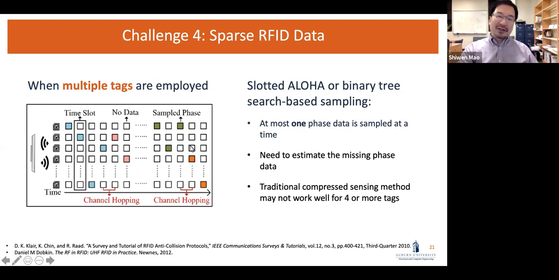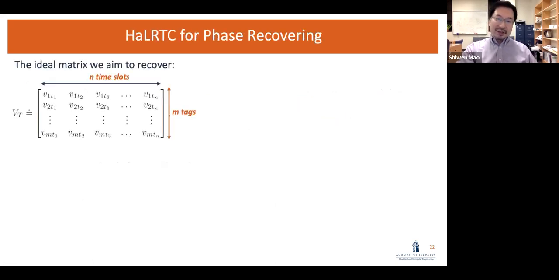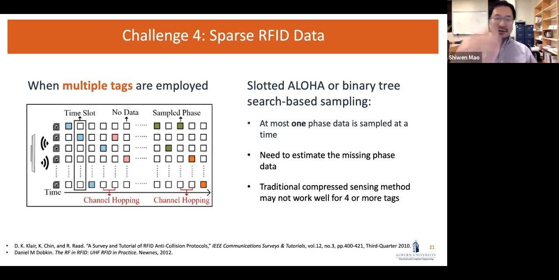Then we get a matrix that is very sparse. For each column, we get at most one example. Sometimes we don't have any examples in that column. So this is a very sparse signal, and we need to perform real-time sensing using this very sparse signal. That is a big challenge.